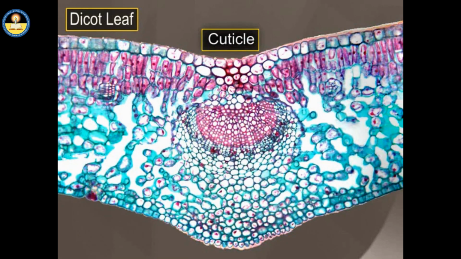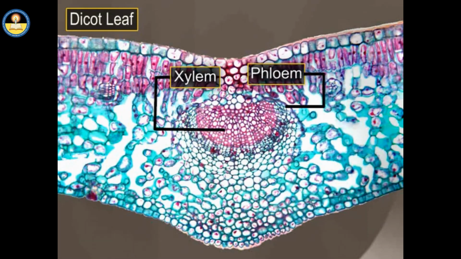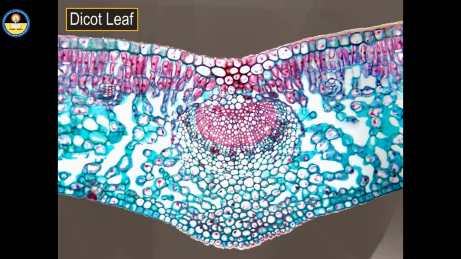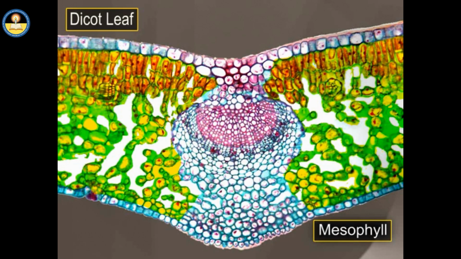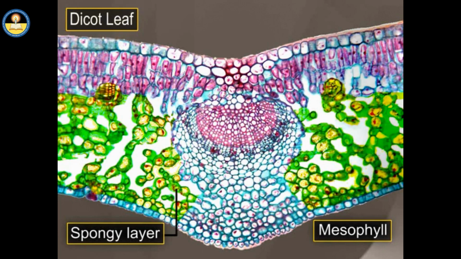The outer surface of the leaf has a thin, waxy covering called the cuticle. Directly underneath the cuticle is a layer of cells called the epidermis. The vascular tissue, xylem and phloem, are found within the veins of the leaf. Within the leaf, there is a layer of cells called the mesophyll. Mesophyll can then be divided into two layers, the palisade layer and the spongy layer.